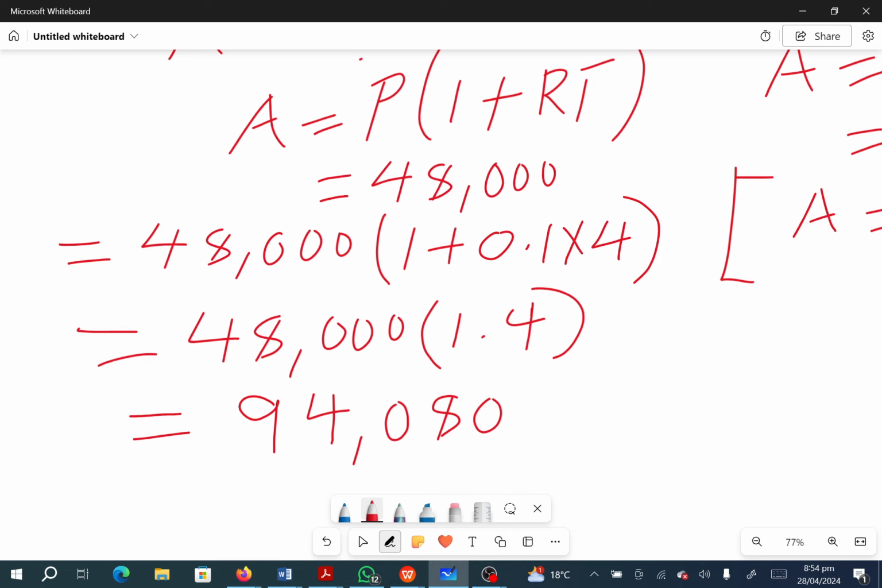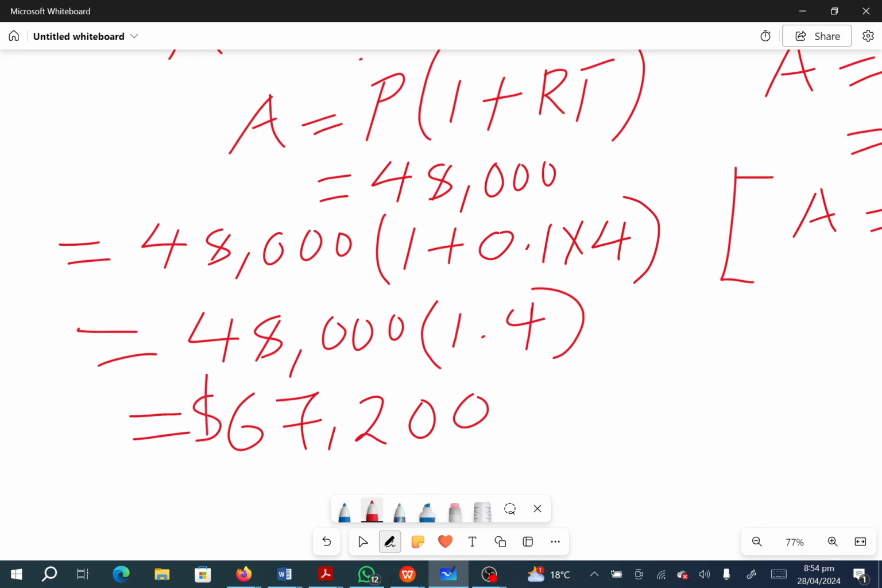Are we getting the same? Sorry. So our answer, I'm getting 67,200. Yes. So our answer now is 67,200. So we can even put the symbol for dollars.